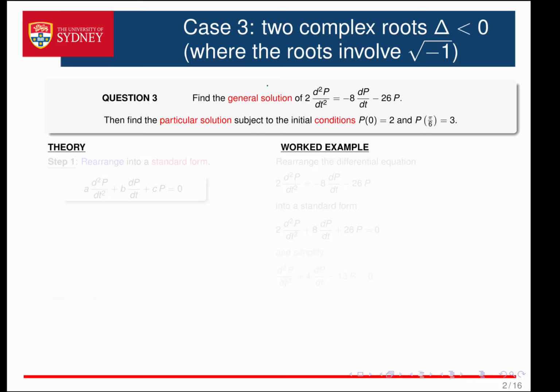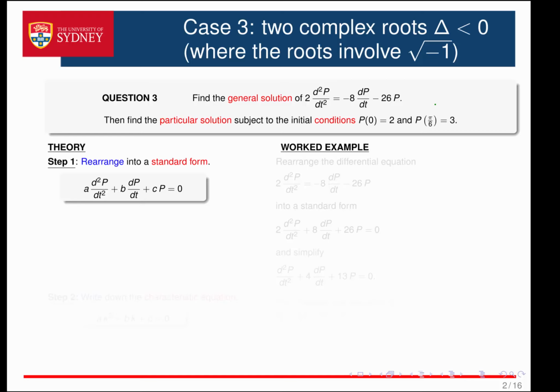Slide 2. Example of two complex roots. Consider the following second-order differential equation. This differential equation is chosen to satisfy the conditions of case 3. As usual, we will solve the question in two stages. Firstly, in steps 1 to 5, we will find the general solution to the differential equation. That is, we want to find the most general function p, which is a function of t, such that twice the second derivative of p is equal to negative 8 times the first derivative of p minus 26 times p, and that this is true for all values of t. Then in the second stage, we will evaluate the arbitrary constants in the general solution to find the particular solution. To do this, we will need two conditions on p and t.